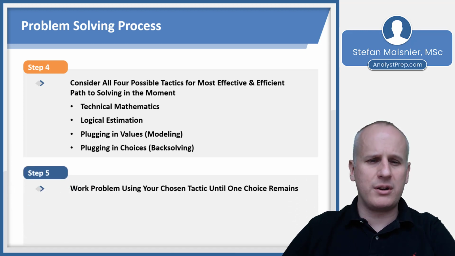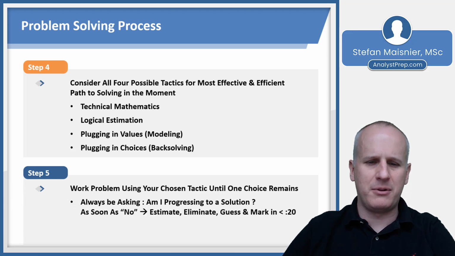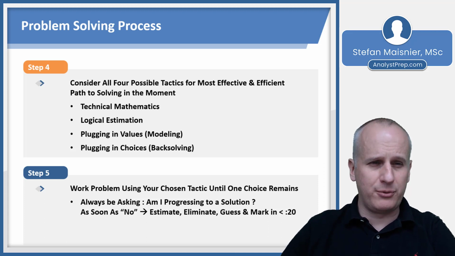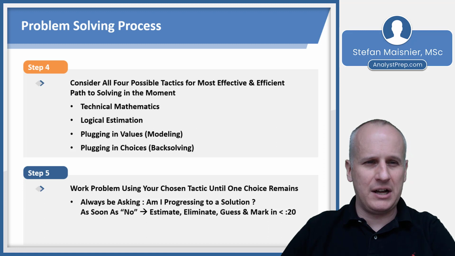Step 5, work your problem using your chosen tactic until only one choice remains viable, but always be asking, am I progressing to a solution? As soon as that answer is no at any point in the process, estimate a little bit at first, eliminate, guess, and now in the GMAT Focus Edition, mark it for possible review if you get to the end of the section in under 20 seconds, but don't get stuck on something.